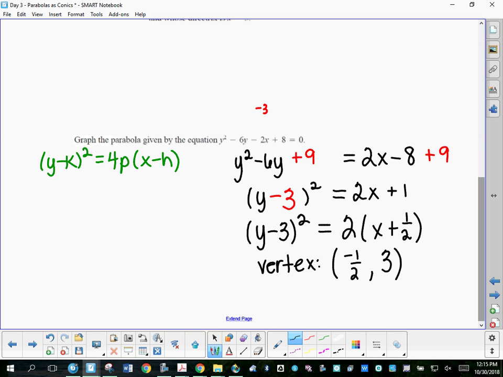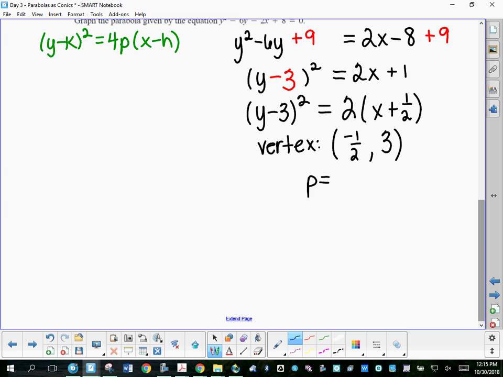Negative 1/2, comma 3. Next thing that we would need to go through and do is figure out which direction this is going to open. Before I do that, I need to figure out my p-value. Take a look at what's there. Hands up, please, if you can tell me what p's value is in this quadratic. What would we say p's value ends up being?